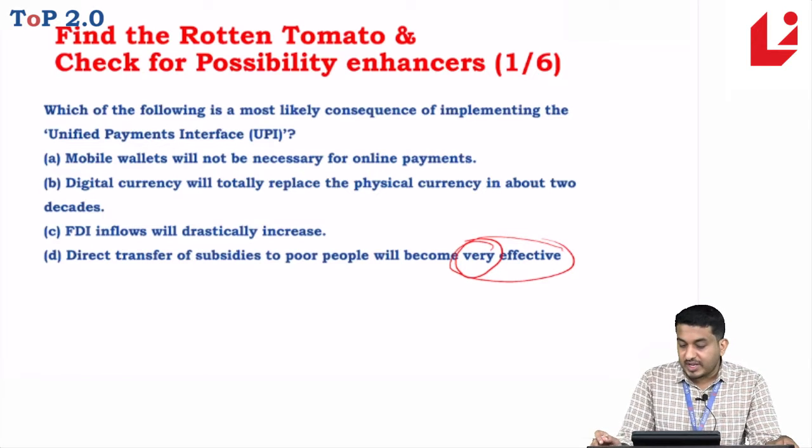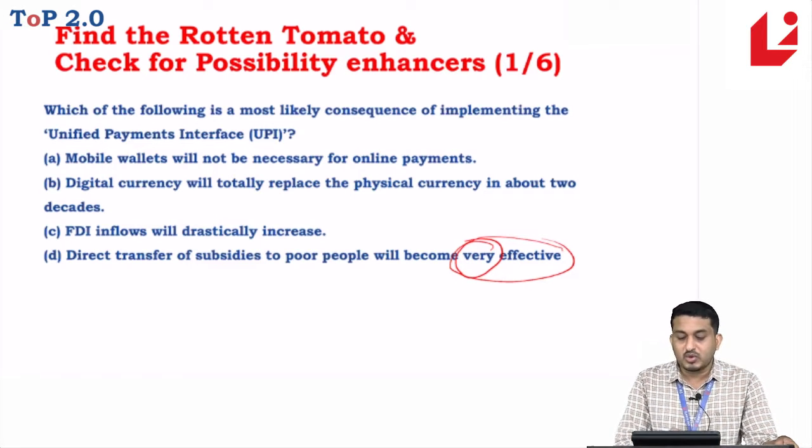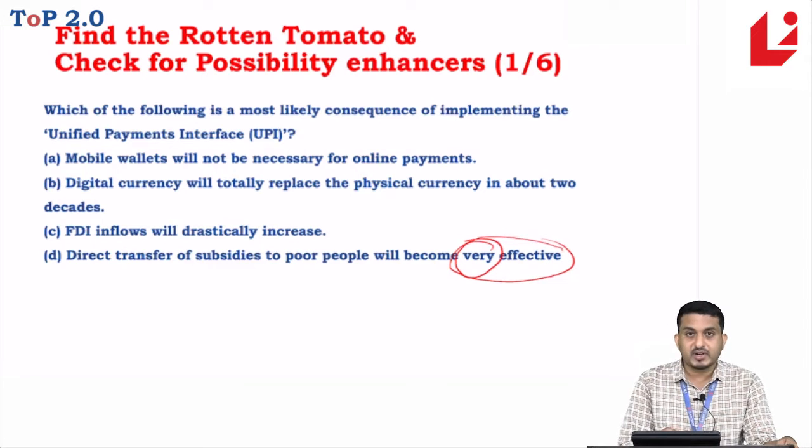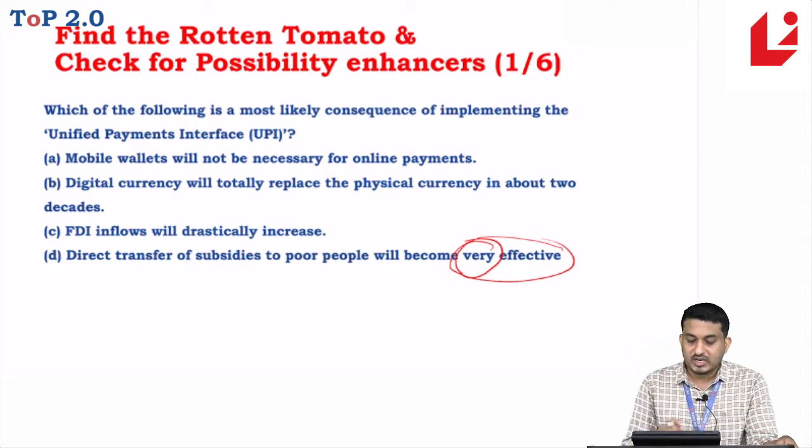Now if you see the word very effective, you know that nothing can be completely effective at any time. So very is actually what? It is a rotten tomato used by the examiner to make sure that this statement is wrong in every possible way. If the statement was subsidies to poor people becomes effective, there is some possibility. So the examiner wants to avoid controversies, wants to make sure that this particular statement is completely wrong. That is why he added the word what? Very. So this statement is wrong.